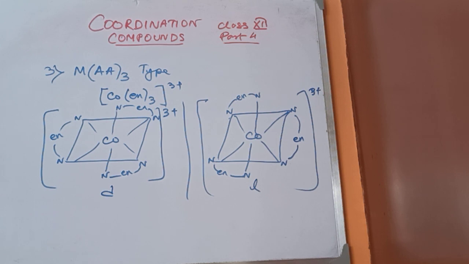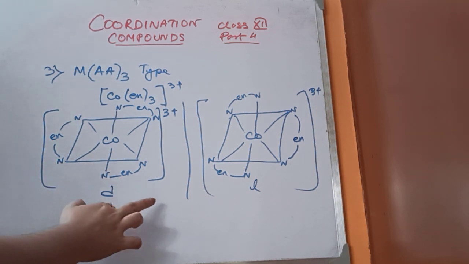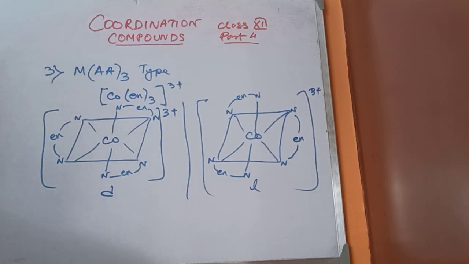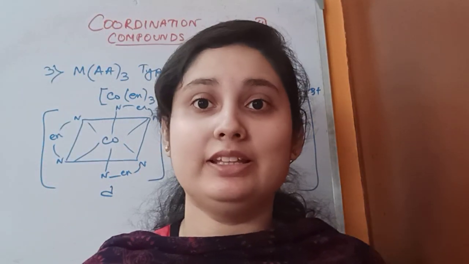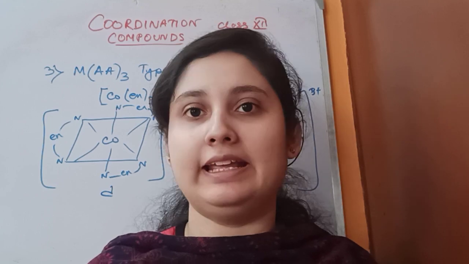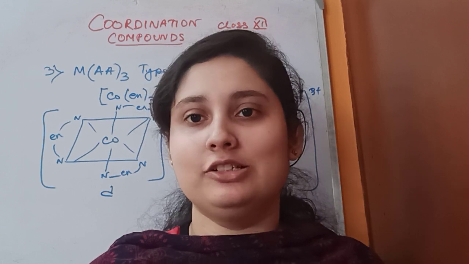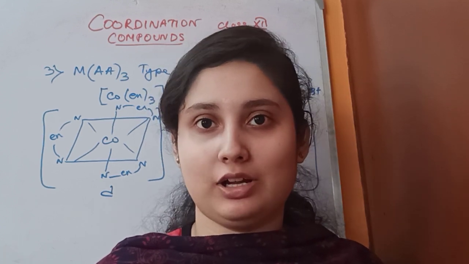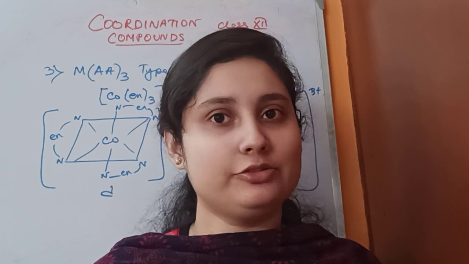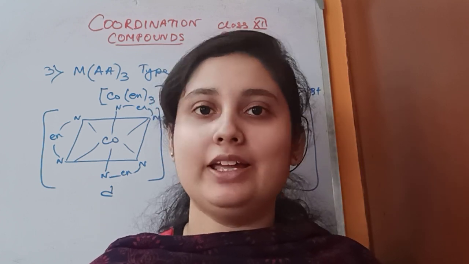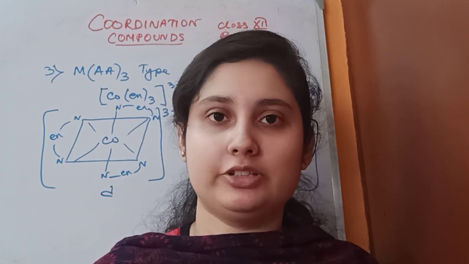There are many other examples of this type. Instead of ethylene diamine, there can be an oxalato ligand also. Oxalate can also be used here. That is not at all a problem. So these are all about optical isomerism. In this video and in the class notes, you won't get any of the structures, as this type of structure cannot be drawn in Word. So look at the video and draw the structures in your copy. The structures won't be available in the study material. In the next video, I'll start with Werner's theory. Thank you.